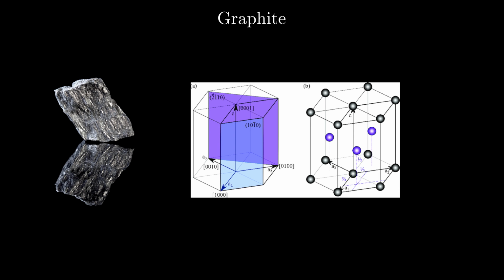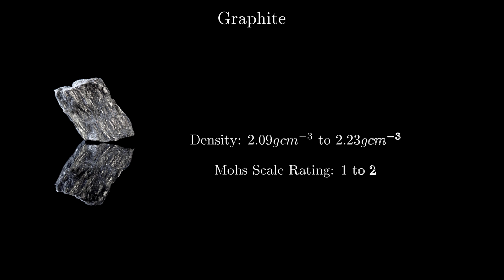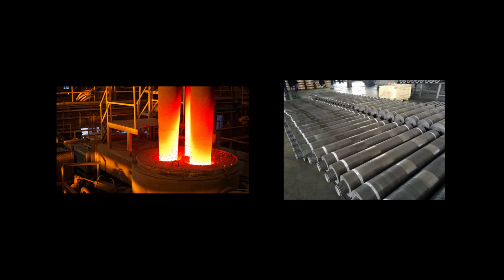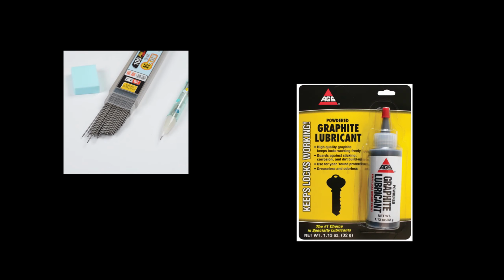Graphite is carbon's most stable form at 1 atmospheric pressure, with a hexagonal crystal system and a density of 2.09 to 2.23 grams per cm cubed. In contrast, it has a rating of 1 to 2 on the Mohs scale. Due to the nature of the bonding of carbon in graphite, for each hexagonal carbon layer, there will be a stray valence electron which is free to move through the structure, enabling electrical conductivity. As such, graphite sees usage as a relatively inert electrode. Other applications involve pencil lead and lubrication.